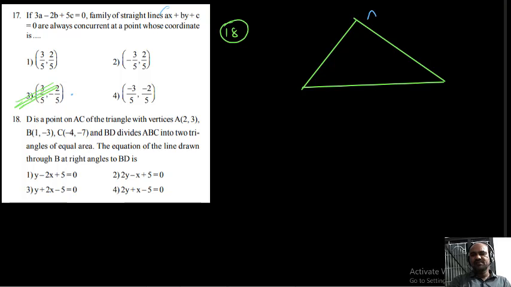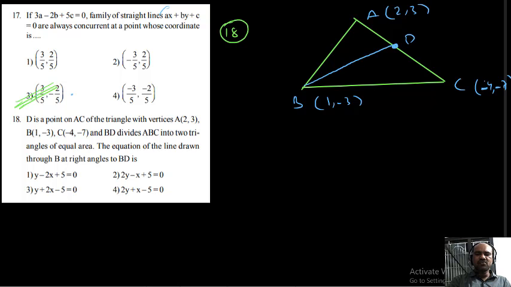This is triangle ABC. A is given as (2, 3). B is given as (1, -3). C is given as (-4, -7). D is a point on AC, so that BD divides the triangle into two triangles of equal area. That means automatically D should be the midpoint, and that is important.